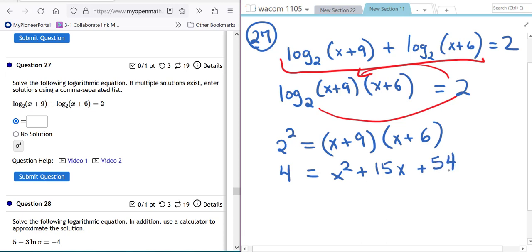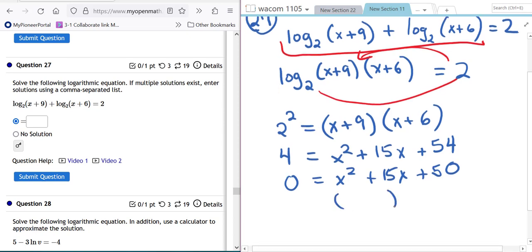Now we want to get a 0 on this side because we have a quadratic equation. Subtract your 4, and you also have to subtract it here. Right? And then we'll try to factor the right-hand side. So 5 and 10.